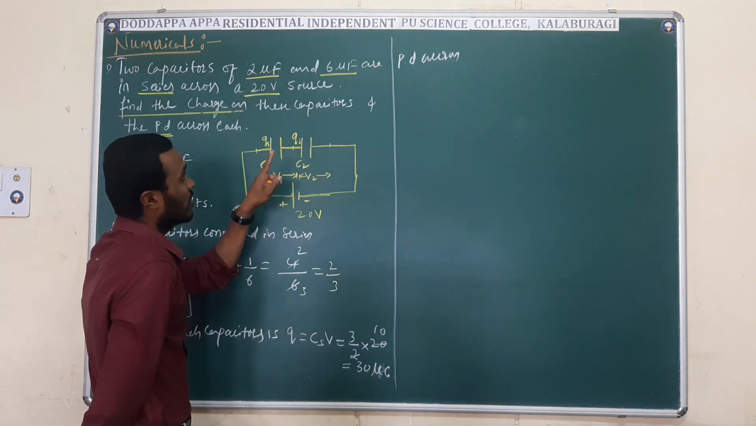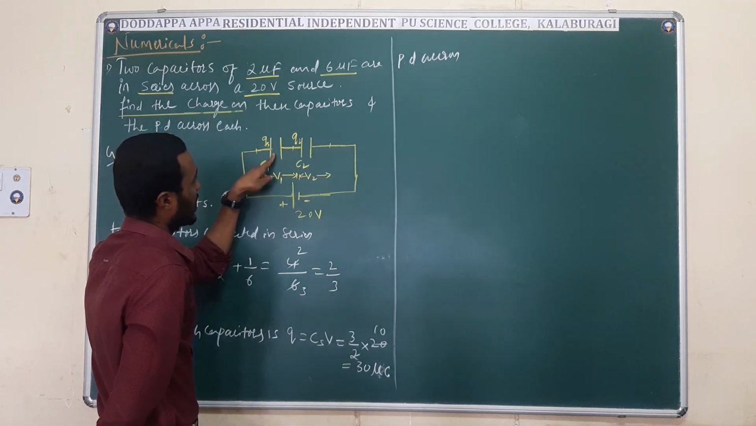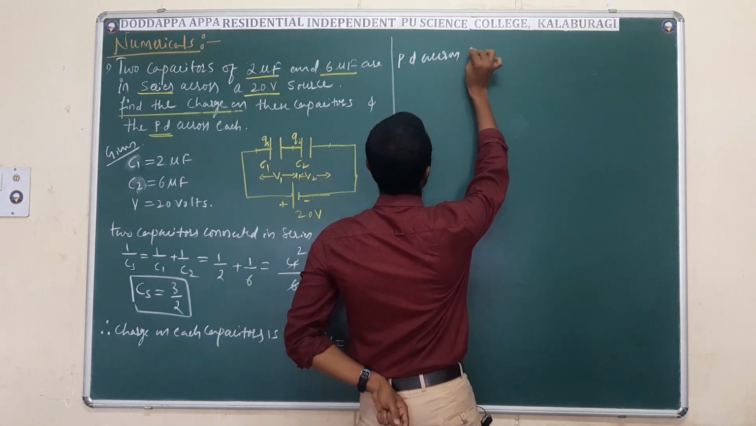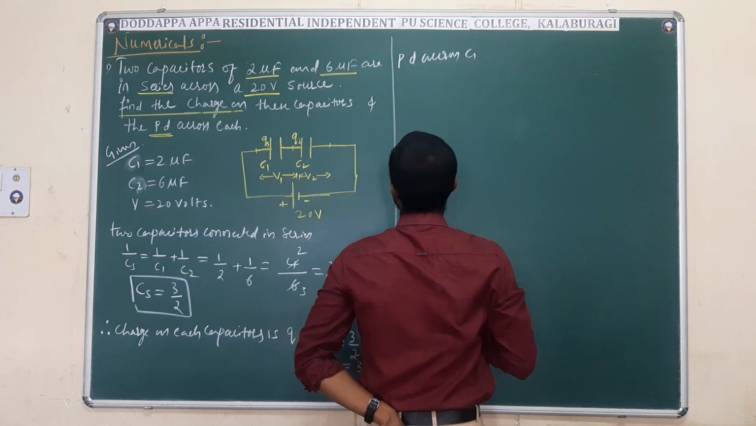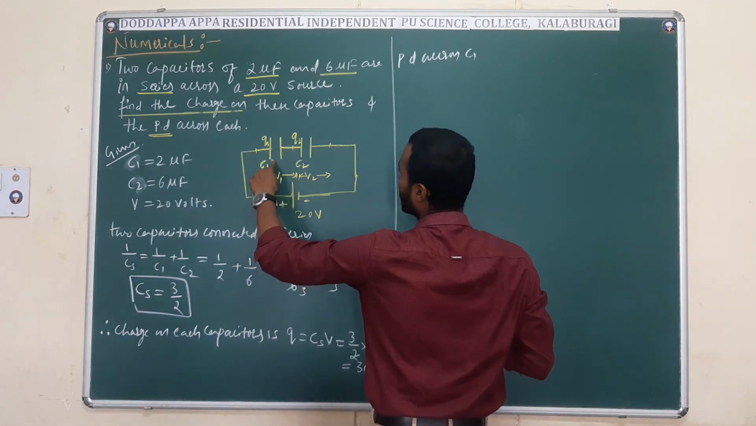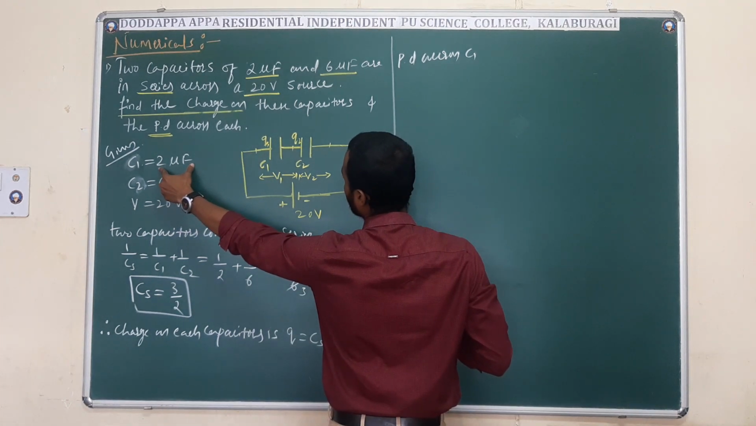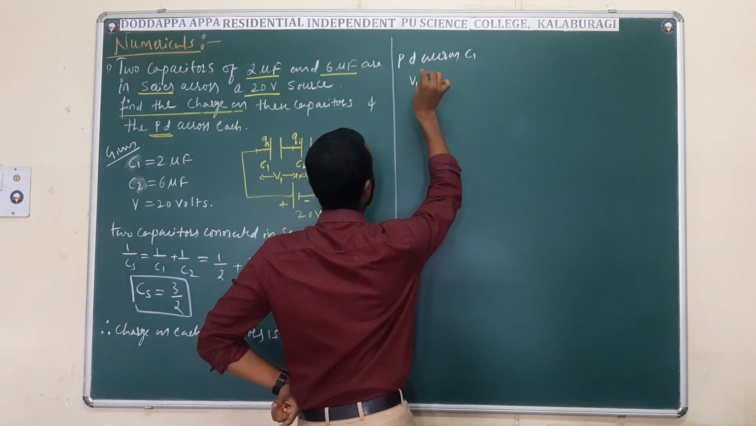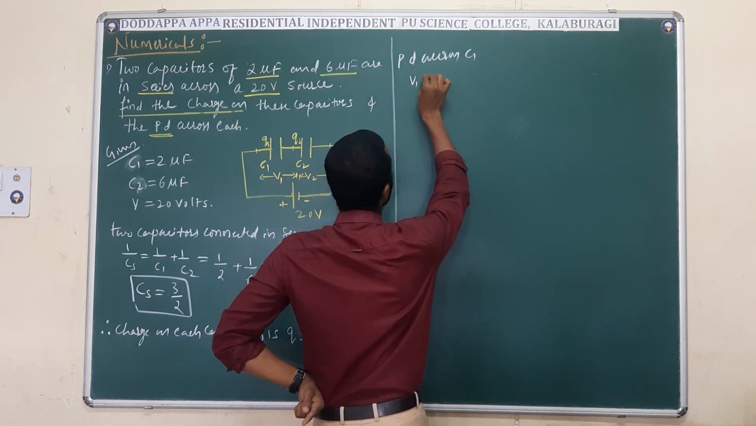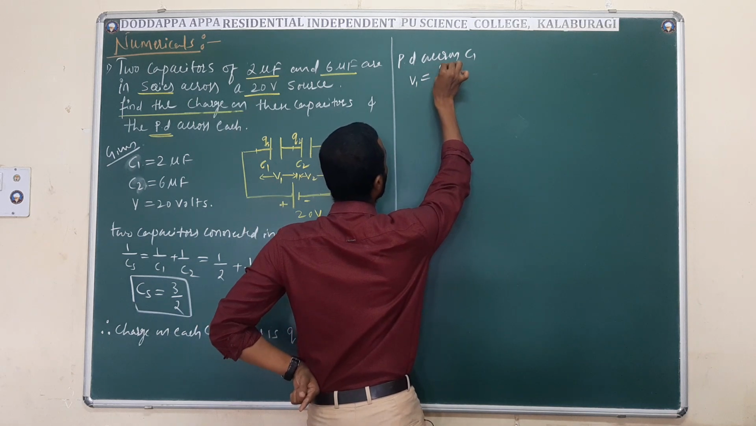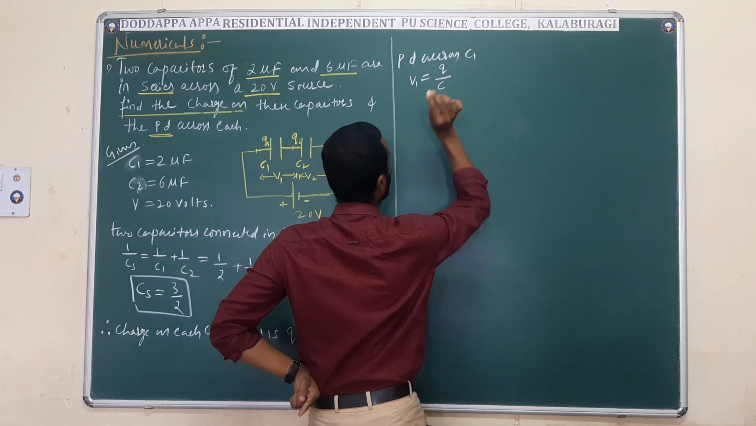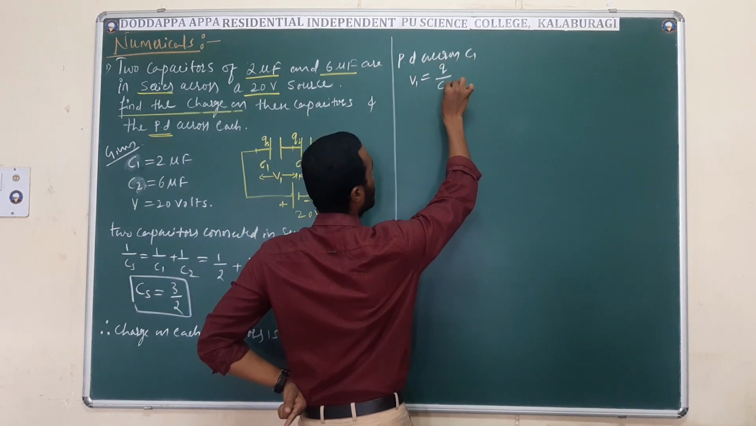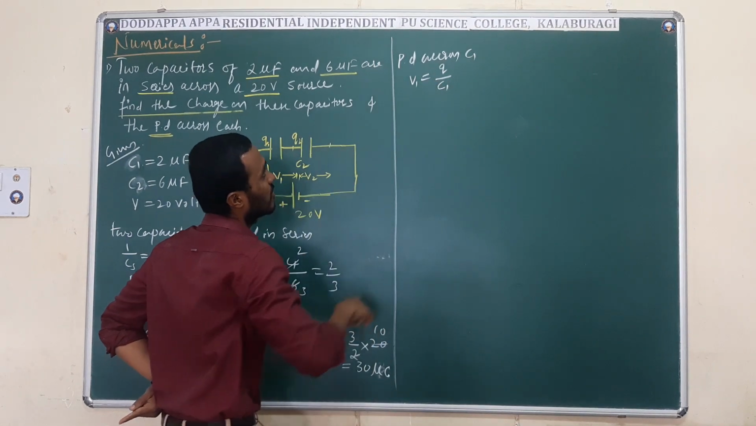So first I will find the potential difference across the first capacitor, C1. This C1 capacitor is 2 microfarad, right? So that potential V1 is equal to Q divided by C. Across which capacitor? C1, so I will take C1.